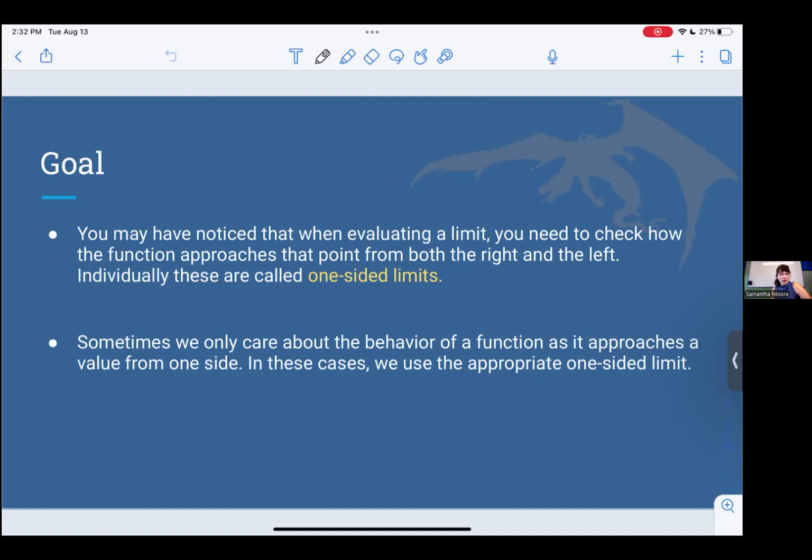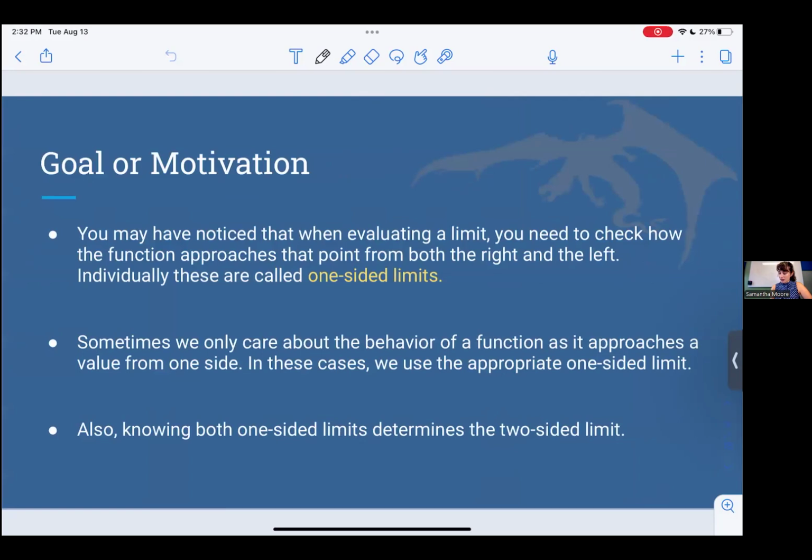Sometimes it'll only matter to us what happens as we approach from one side or the other. Maybe we're talking about the time coming up to an event, right? So that would be a left-sided limit because we're thinking about the time going up to a certain time value and so forth. Another reason to think about this is that a two-sided limit, or a full limit, is really just the combination of each of the one-sided limits. So lots of reasons to think about just one-sided limits rather than the overall limit.